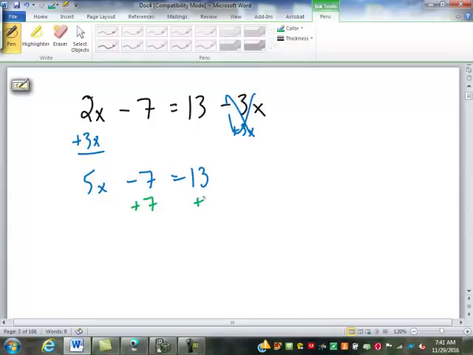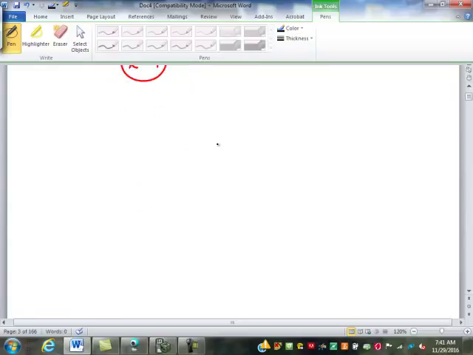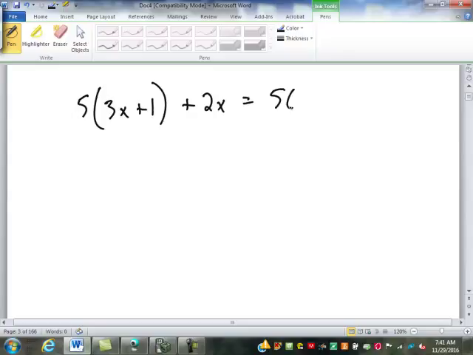And you can add 7. 5x equals 20. And divide by 5. X equals 4. If you'd done it the other way, you'd end up with -20 equals -5x. And negative divided by negative is still going to be a positive 4. Try that one in your notes.